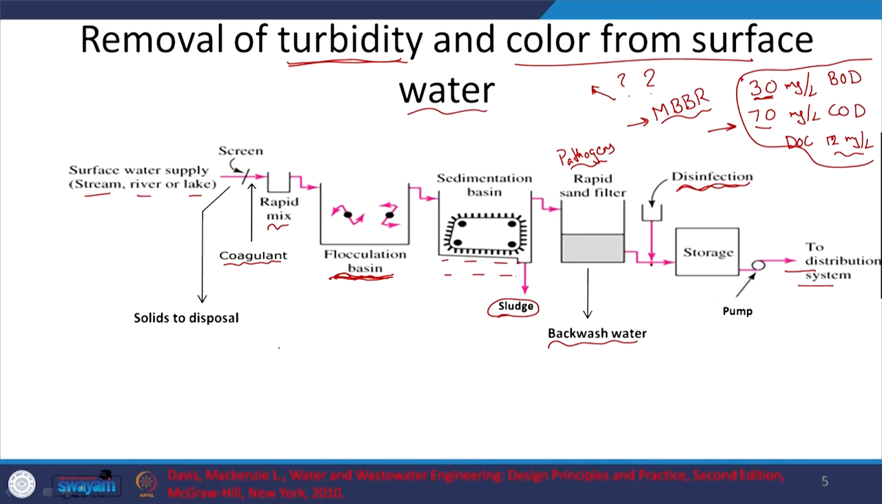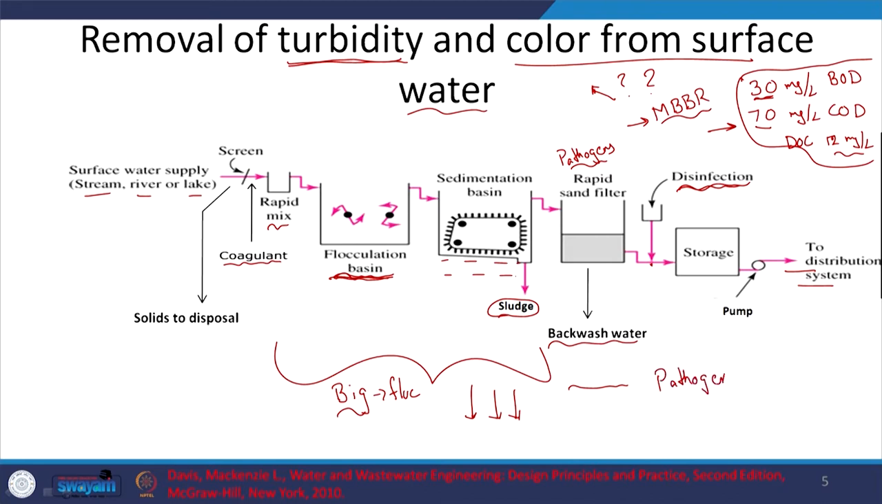What is it we are doing here? In all this process, we are forming bigger particles, flocks, right? And then we are removing them from the water by letting them settle down. Here we have filtration, right? Rapid sand filter. Again, suspended particles, right? And then we are killing the pathogens. So in effect, here we are removing the turbidity, and here we are dealing with the pathogens, right? So that's what we have.